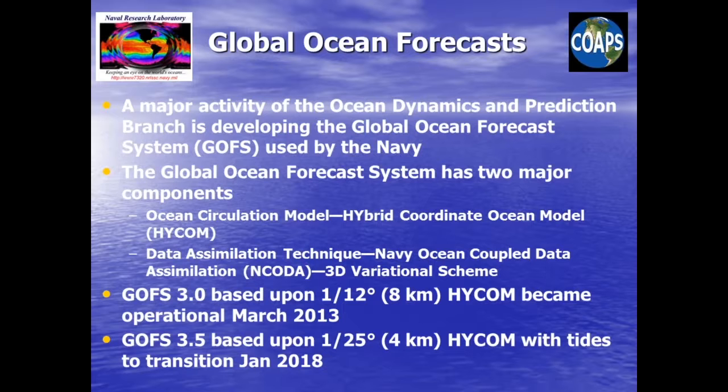The current system is based upon a 1/12 degree, about 8 kilometer resolution globally. That's what's considered an eddy or weather resolving model inside the ocean. The plan is to transition this in a couple years to a 4 kilometer resolution model. Just to give you a sense, 4 kilometers is basically about 10,000 points by 10,000 points in the horizontal, and then there are 41 layers in the vertical, and we generate about 10 gigabytes of data for every snapshot you create, so it generates a lot of data very quickly.